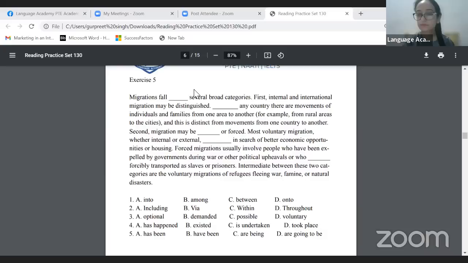Optional. See, it cannot be optional because they are not explaining optional here. They are comparing forced and voluntary. So voluntary means with your own wish. That cannot be called optional. So don't think like this, Navjeet, because then the whole paragraph has to be changed. If we think that one word has to be changed, then it doesn't make sense with the rest of the statements as well. So don't consider that as your option.